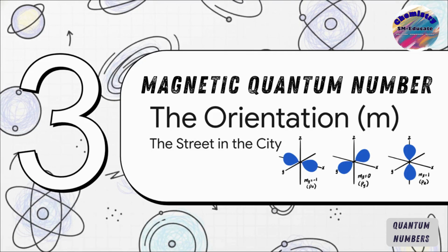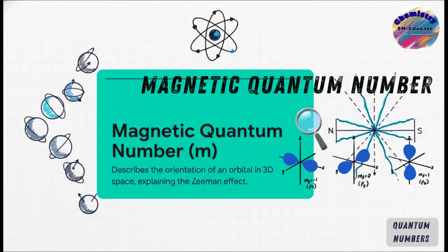Okay, so we've got our country, N, and our city, L. Now we need to find the specific street. For that, we turn to our third coordinate, the magnetic quantum number, M. This number, it tells us how that orbital shape, that city, is oriented in 3D space.